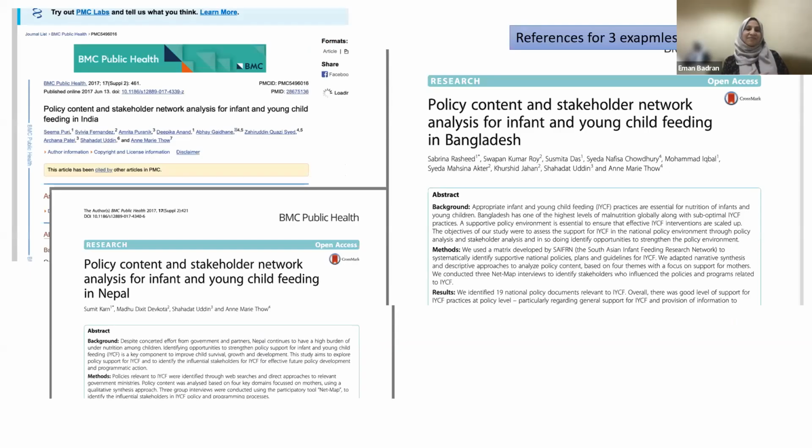Next. So this is a policy content and stakeholder network analysis for infant and young child feeding in Bangladesh. They did it in India and they did it in Nepal. So maybe this is a window of opportunity to do a project similar to this at the symposium meeting in August. Next.